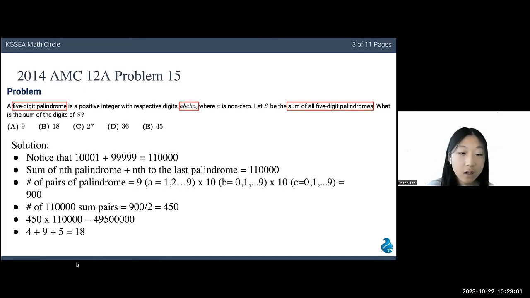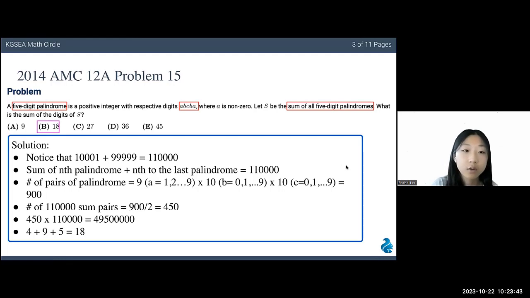And we can then figure out how many pairs summing to 110,000 there are. Because 110,000 always comes up when we add the nth palindrome and the nth-to-last palindrome, the number of pairs is 900 divided by 2, which is 450. Then we can multiply 450 by 110,000 to get the sum of all 5-digit palindromes, which is s. After summing up the digits of s, we get 18, which is the answer for this question.